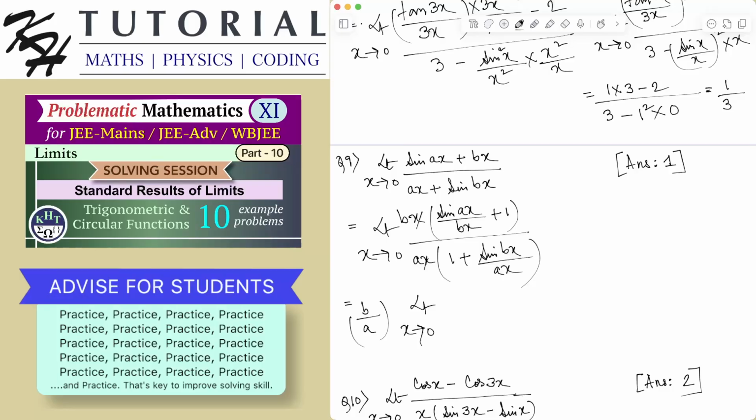Now sin ax by bx is a very standard result. If you can remember it, it is good, but limit x tending to 0 of sin ax by bx is always equal to a by b. It is equal to a by b.